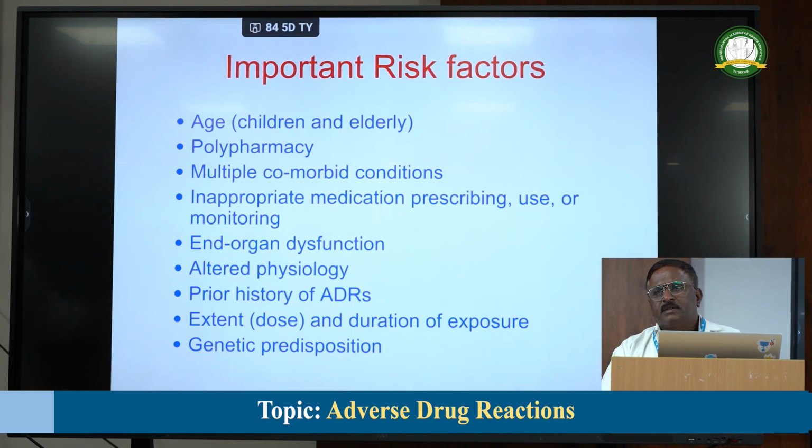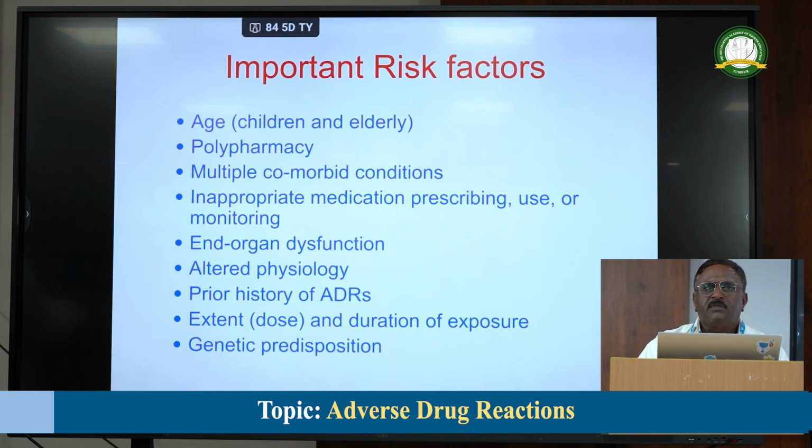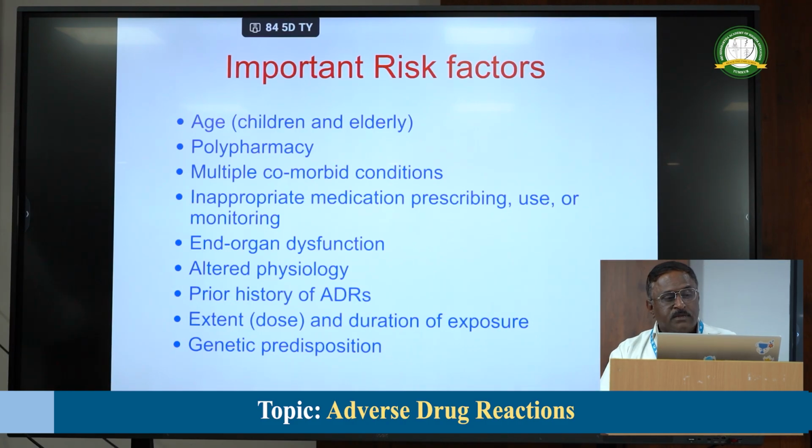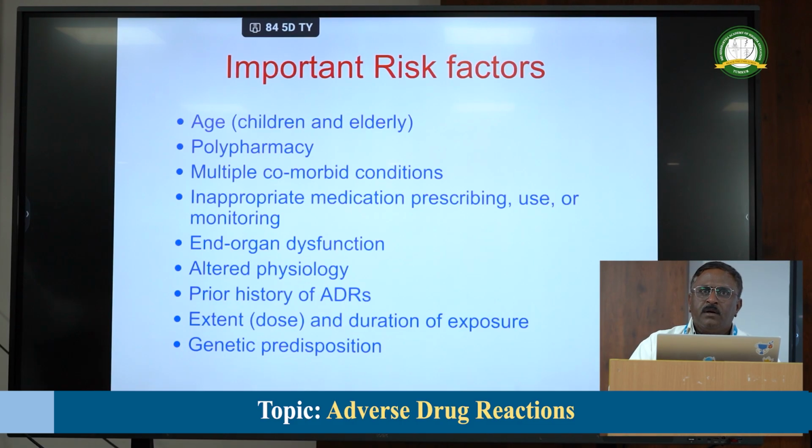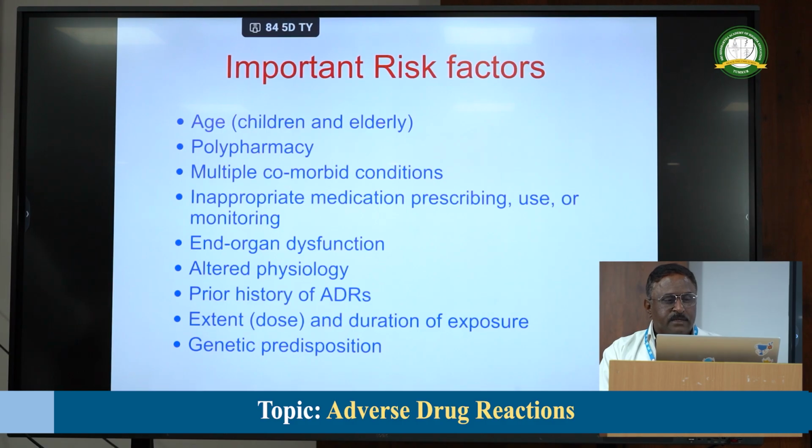Polypharmacy is one of the important problems. There is a saying, each ill has a pill. So polypharmacy is a much more problematic issue. With multiple comorbid conditions, the patient may be suffering from heart disease, diabetes, or renal issues, and will be on medications for all of those. So there are more chances of adverse drug reactions. On the part of the doctor, inappropriate medical prescription also counts toward adverse drug reactions.